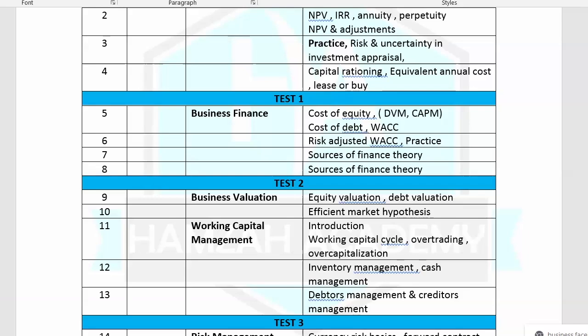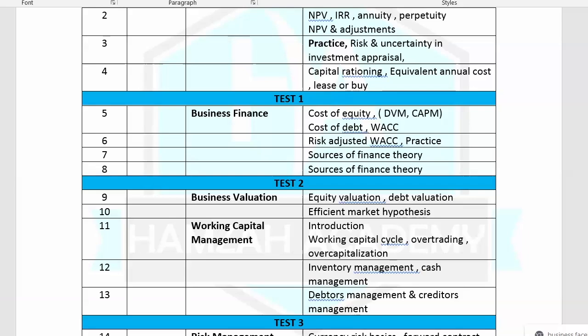So in this grade, we will be covering cost of equity, which includes the dividend valuation model and CAPM, the capital asset pricing model. We will be discussing how to calculate the cost of debt, WACC, and risk-adjusted WACC. We will be studying source of finance theory. So these will be the topics in the second grade, which is known as source of finance.